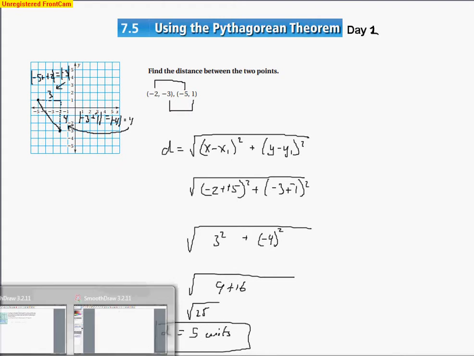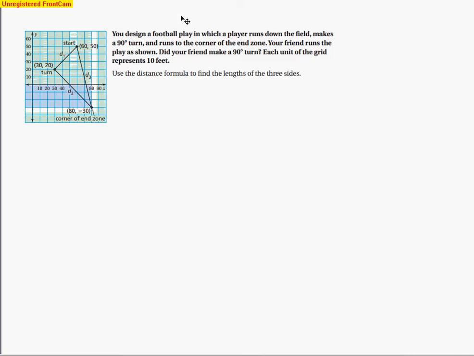So let's take a look at it. It says you design a football play in which a player runs down the field, makes a 90-degree turn, and runs to the corner of the end zone. Your friend runs the play as shown. Did your friend make a 90-degree turn? Each unit on the grid represents 10 feet.